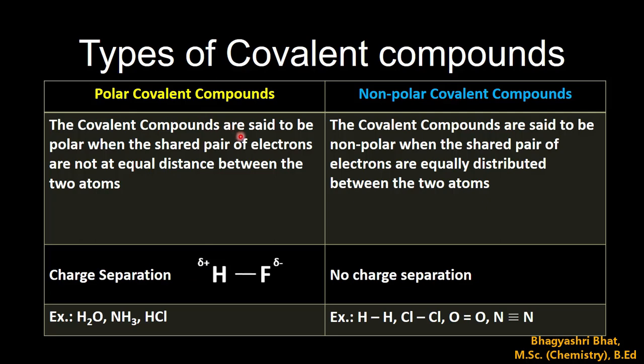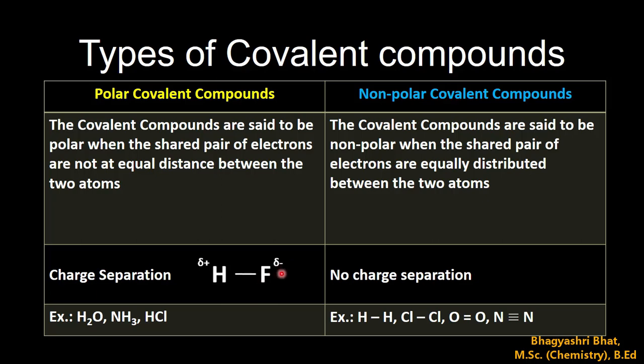When there are 2 different types of atoms forming covalent compounds, depending on their electronegativity, one atom tends to attract the shared pair of electrons more towards itself. In this case, fluorine gets slightly negative charge and hydrogen gets slightly positive charge. So the covalent compound is said to be polar when the shared pair of electrons are not at equal distance between the 2 bonding atoms. So this is about polar covalent compound.